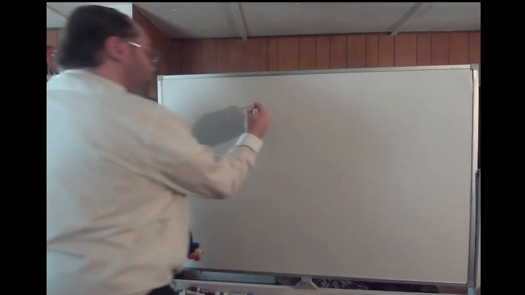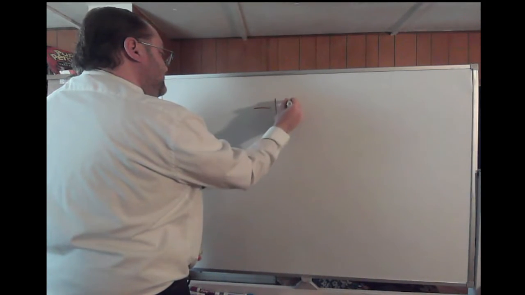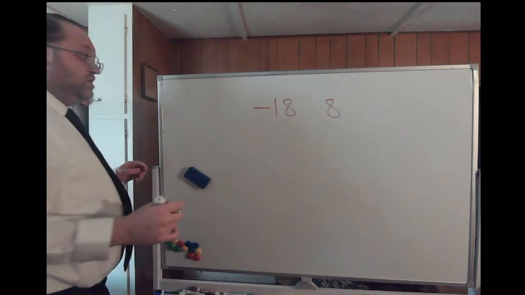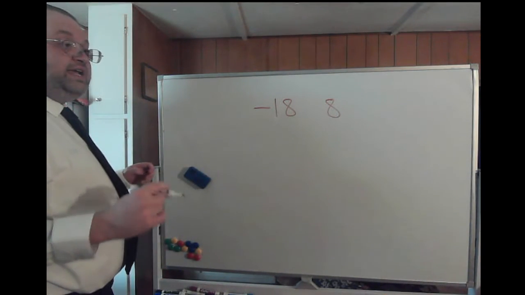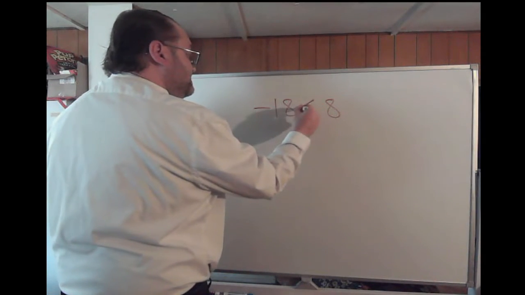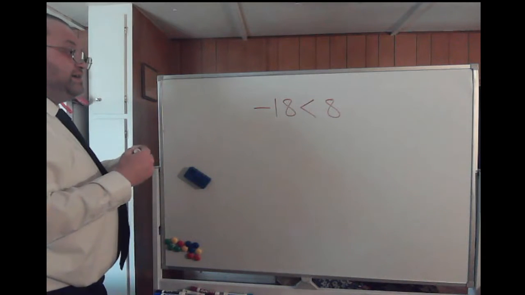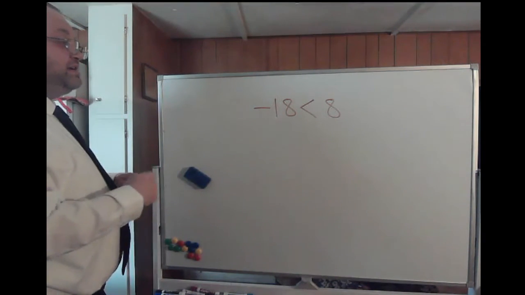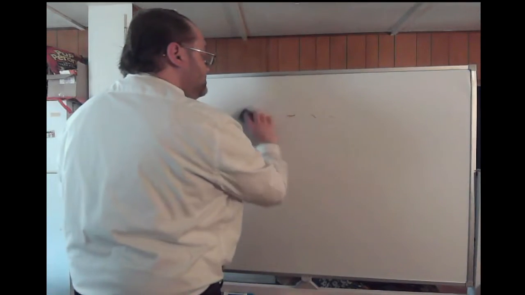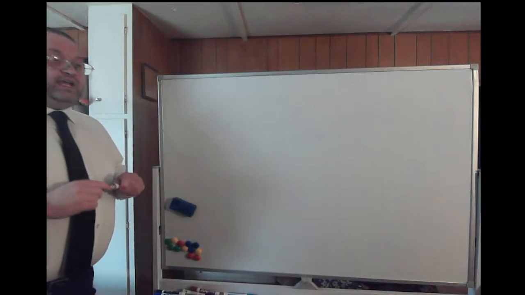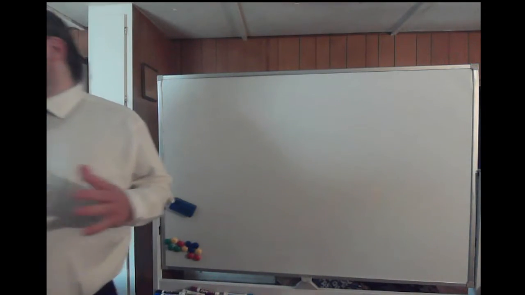Now we have -18 and +8. Well, a negative number is always less than a positive number, so -18 is less than 8. That should be a dead giveaway too. A negative number is always going to be less than a positive number. So I think you get the idea that with negative numbers, it's reverse psychology. The bigger the number, the smaller it actually is.